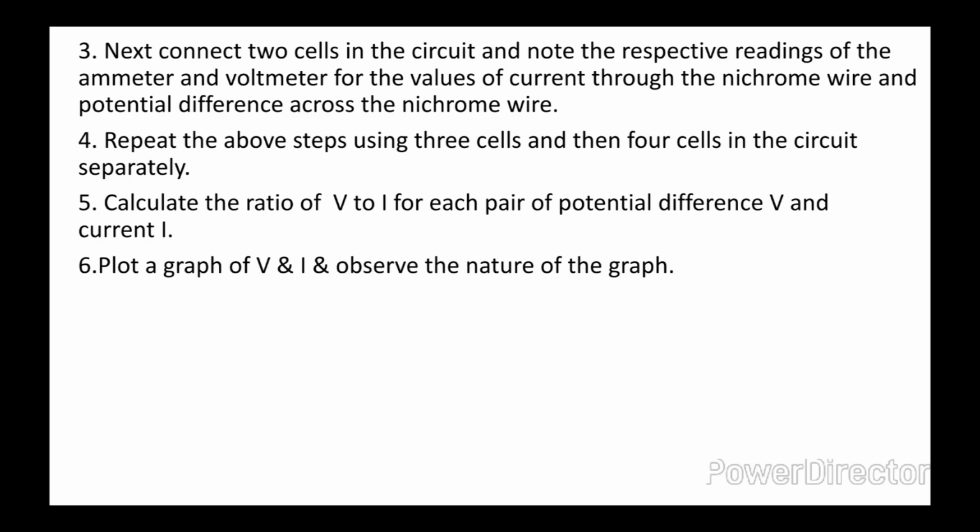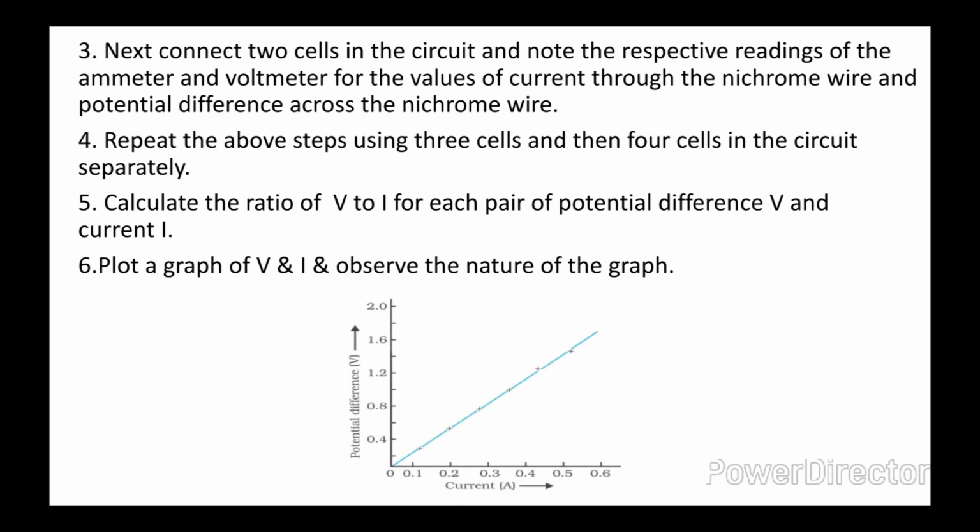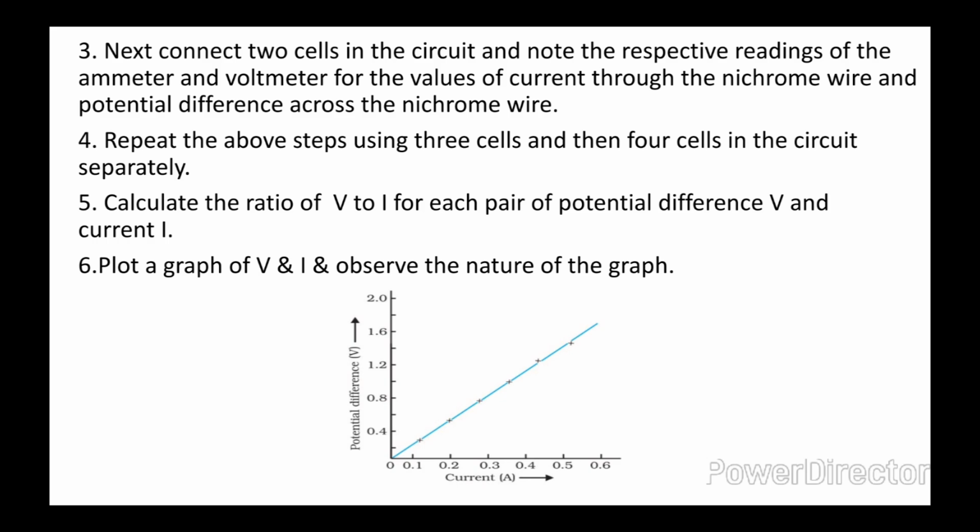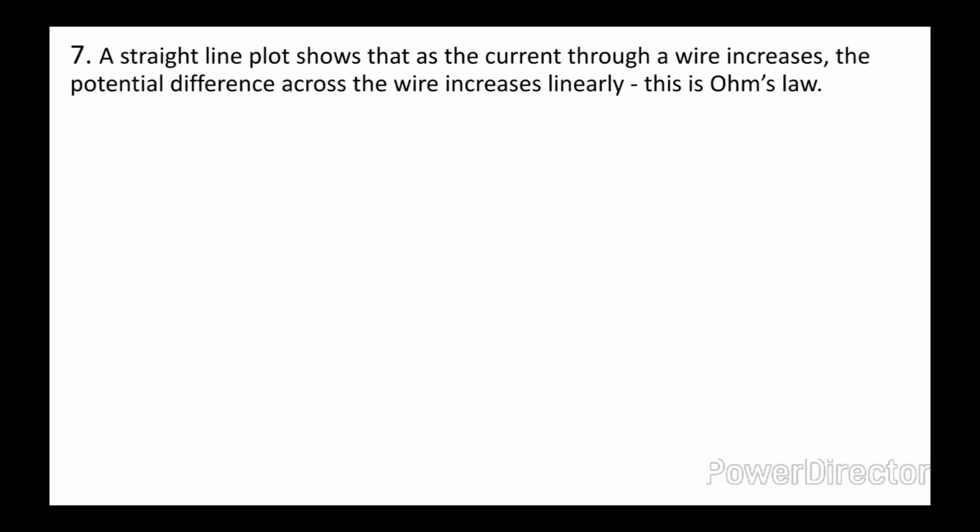Then you will plot the graph of V versus I. So you will take the potential difference along the y-axis and current along the x-axis. You have to choose a suitable scale. When you see the readings of V by I, you will get to know how much scale you should choose. According to that, you will choose the scale and plot the graph of potential difference and current on the graph paper. So you will get a straight line or a linear graph.